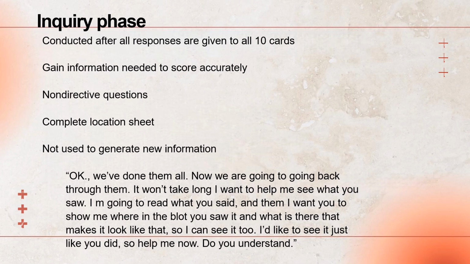So this is just an example. "Okay, we've done them all. Now we are going back through them. It won't take long. I want you to help me see what you saw. I am going to read what you said, and then I want you to show me where in the blot you saw it." So this is the location part. "And what is there that makes it look like that." So it might be the human, animal detail, all of that. "So I can see it too. I'd like to see it just like you did. So help me now. Do you understand?" So this becomes the inquiry phase, just so that we have all the information necessary for the scoring.